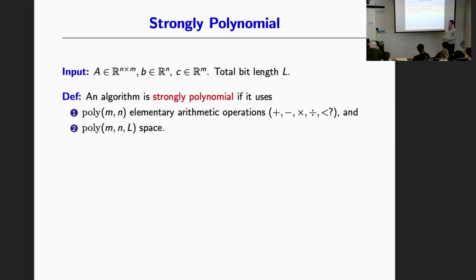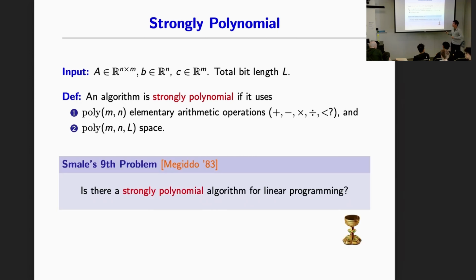And the second requirement is a more technical one, which says that the algorithm should run in poly(m, n, L) space. So here L shows up, and this is reasonable because you need that much space in order to store the input anyway. But the crucial difference to polynomial time is that the number of operations that you perform should not depend on the bit encoding length. So no matter how large the numbers are, the number of operations you perform should stay roughly the same.